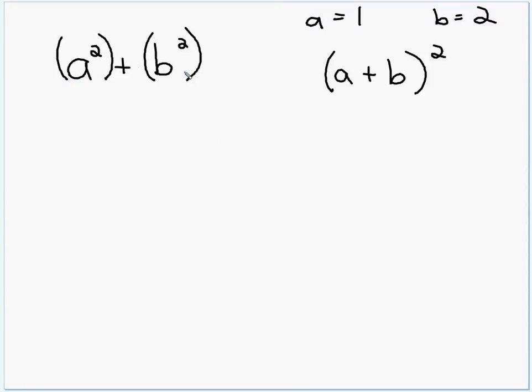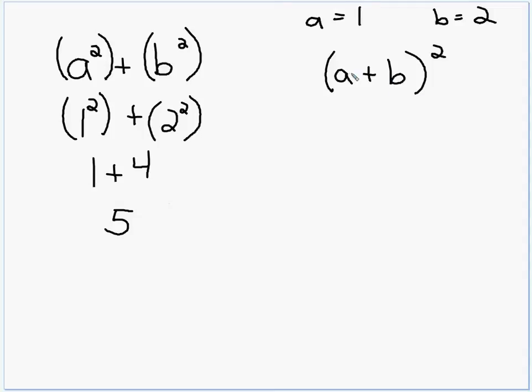A squared. I wrote it. Now what do I do? I substitute. So A is 1, so I have 1 squared plus B. B is what? B is 2, so I have 2 squared. Please excuse my dear Aunt Sally. What comes first? Parentheses. So in the parentheses, my operation is exponent. 1 times 1 is 1, 2 times 2 is 4, so my answer here is 5.